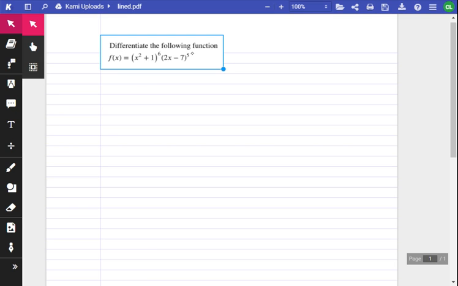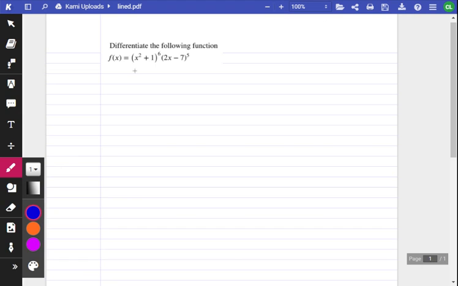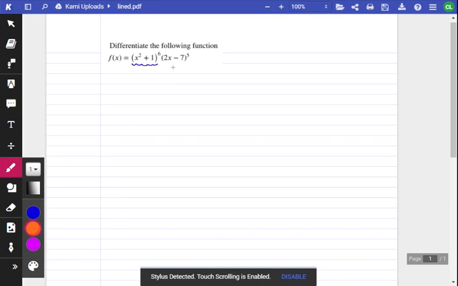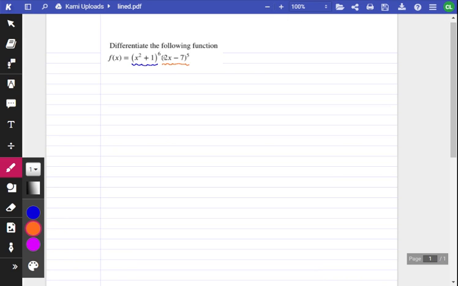Okay, so differentiate the following function, f of x equals (x squared plus 1) to the power of 6 times (2x minus 7) to the power of 5. The first thing we need to notice is that we have two functions being multiplied together. So I have function 1 here, and I have function 2 here. As soon as we have multiplying, I'm going to have to use my product rule.